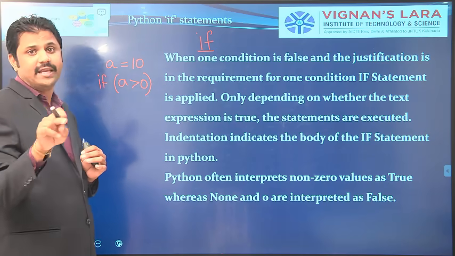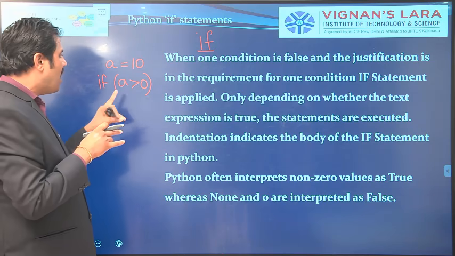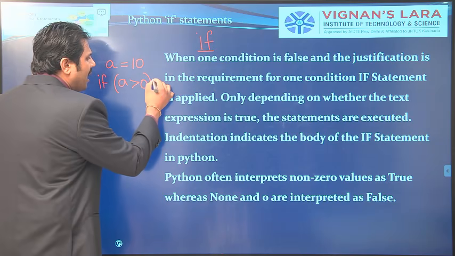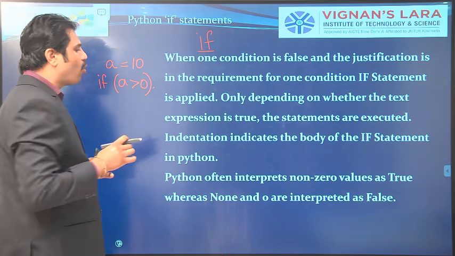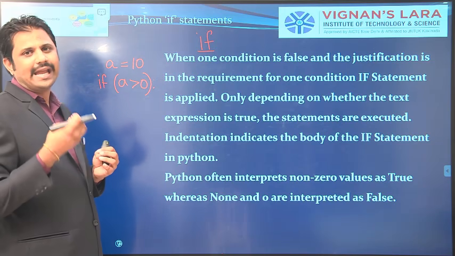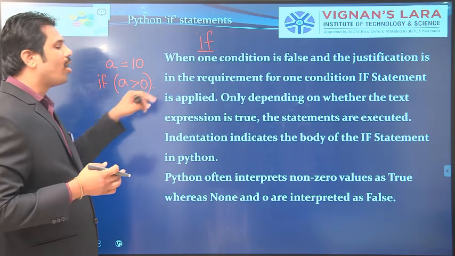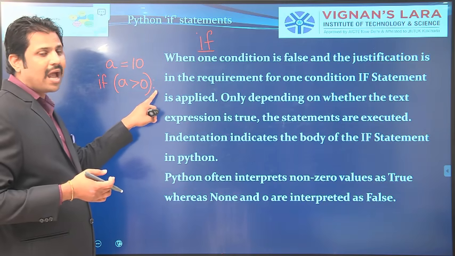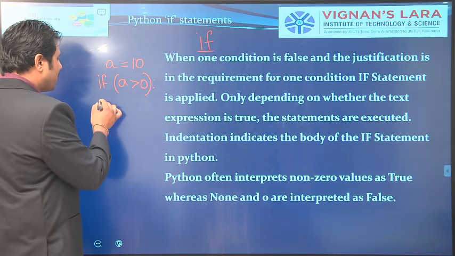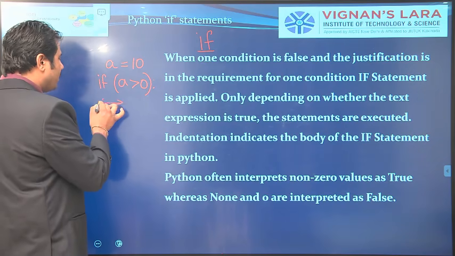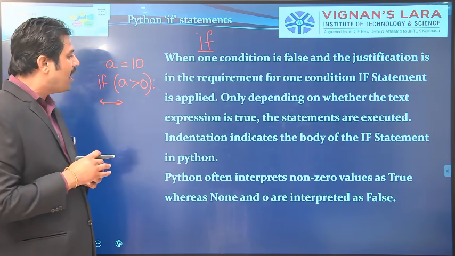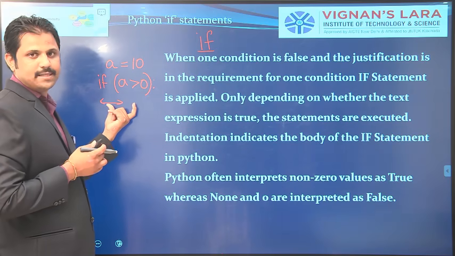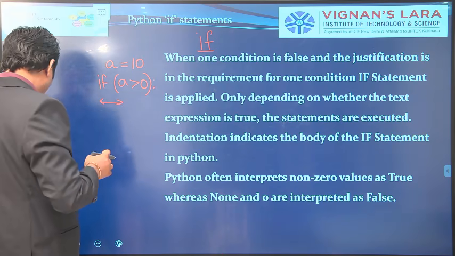We have already seen operators in the previous session, so we know how the greater than symbol works. After that you write a colon. We call this colon an indentation mark. If you write this indentation mark, the system automatically gives a tab distance. In Python, after the colon, it automatically gives one tab space.